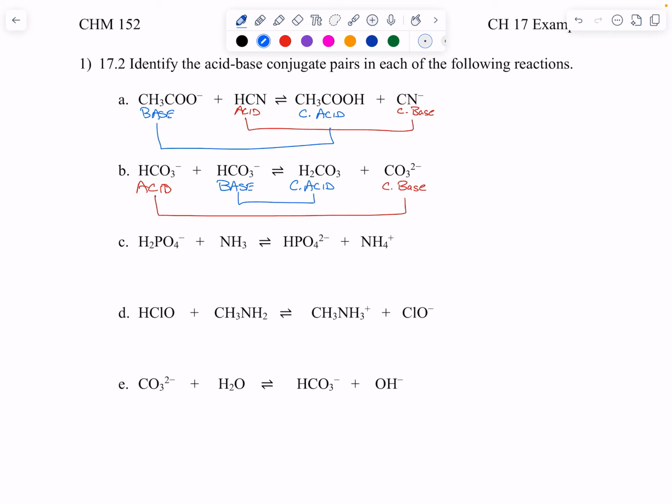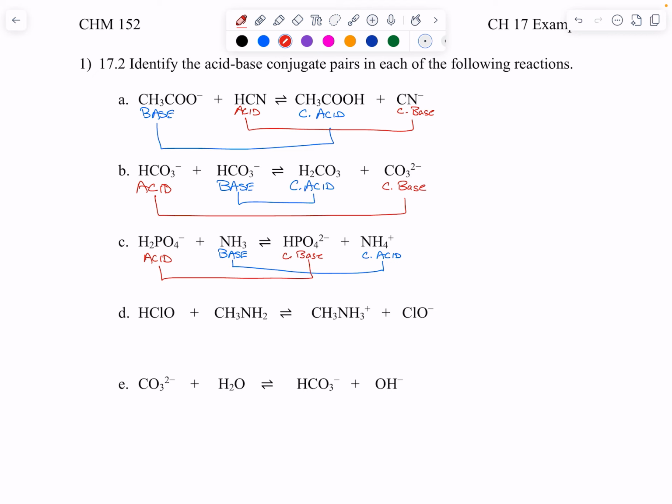And C, ammonia is your base, which means ammonium would be the conjugate acid. And so there's a pair. So that means dihydrogen phosphate would be our acid. And if we look, our conjugate base has one less proton.